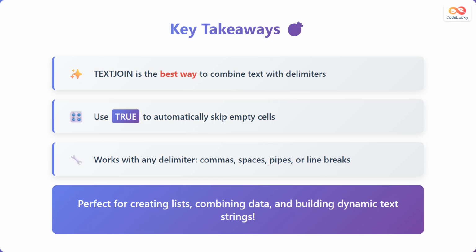Here are the key takeaways from this video. TEXTJOIN is the best way to combine text with delimiters. Use TRUE to automatically skip empty cells. TEXTJOIN works with any delimiter, such as commas, spaces, pipes, or line breaks. With these features, TEXTJOIN is perfect for creating lists, combining data, and building dynamic text strings.